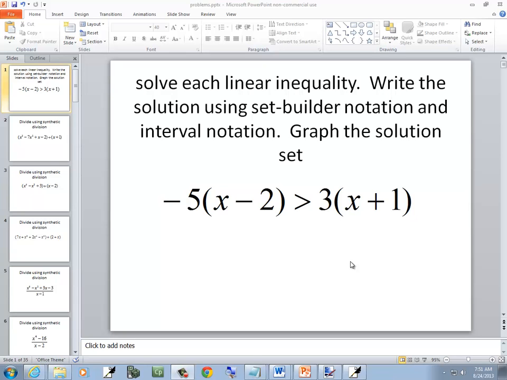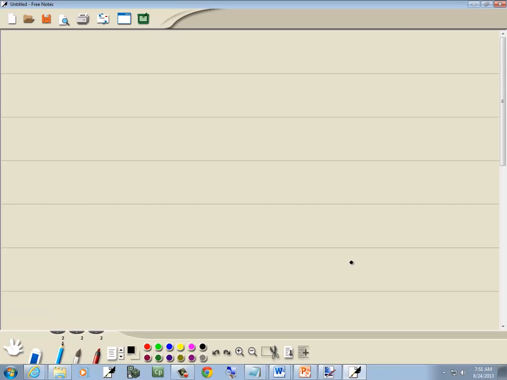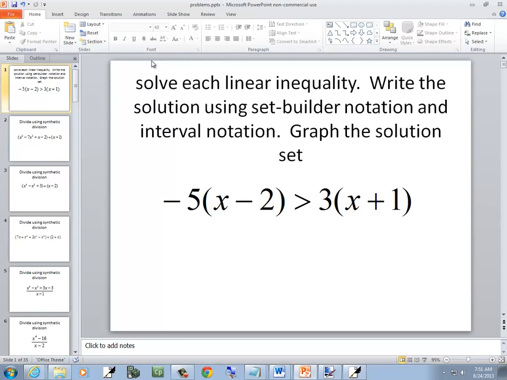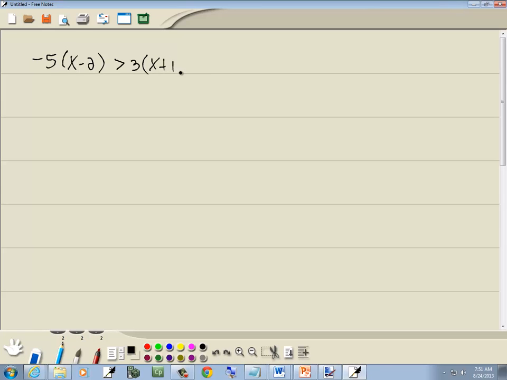Let's take a look at this problem. Negative 5 times x minus 2 is greater than 3 times x plus 1. Now we want to solve this linear inequality, write it in set builder notation, interval notation, and graph it.